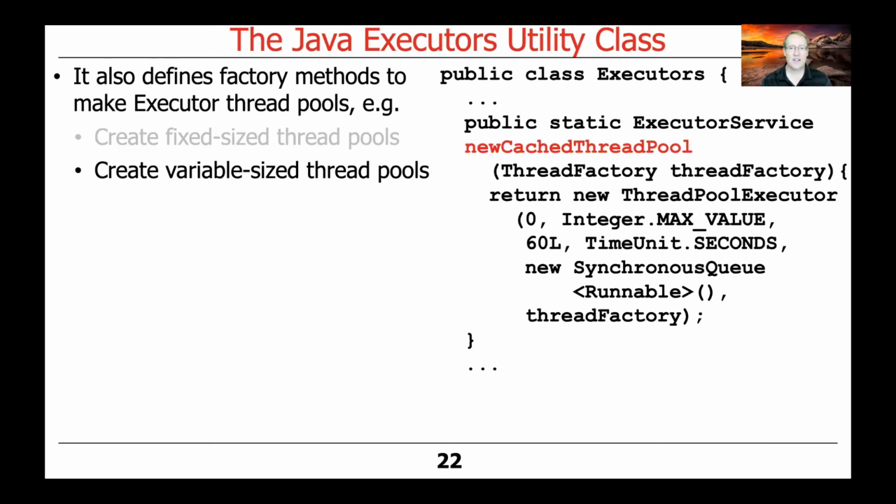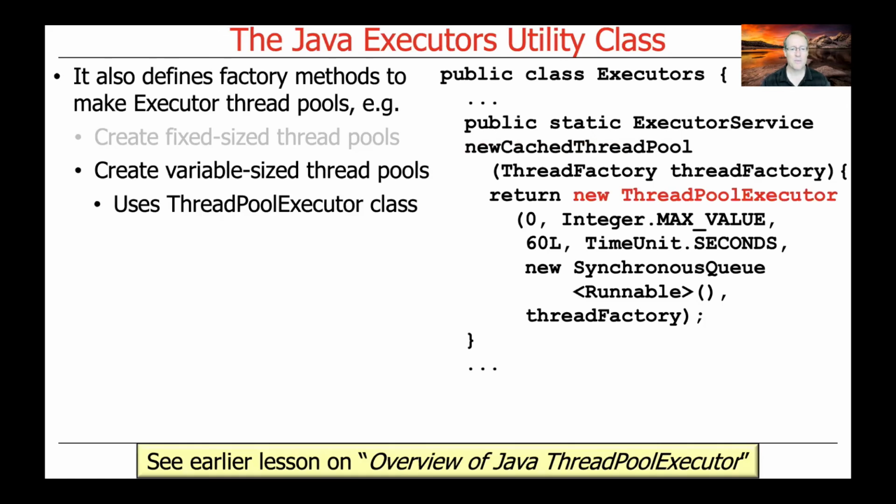Let's take a look now at the cached thread pool. If you recall, the cached thread pool is a variable size thread pool. And the way it works is it will not keep the threads around for very long if they aren't being used within a certain period of time. Let's see how that's actually implemented by taking a look at the implementation of newCachedThreadPool.